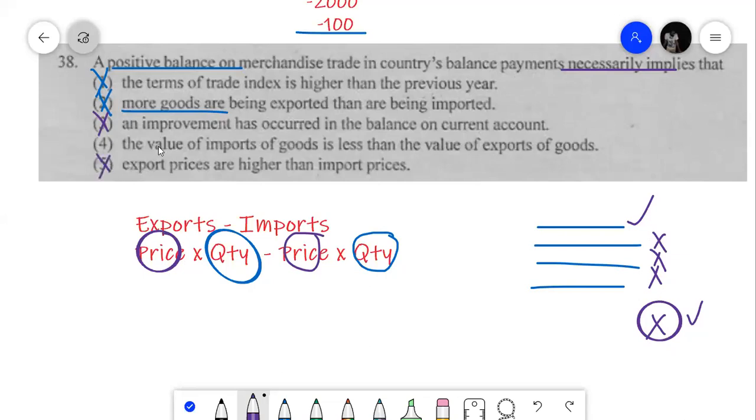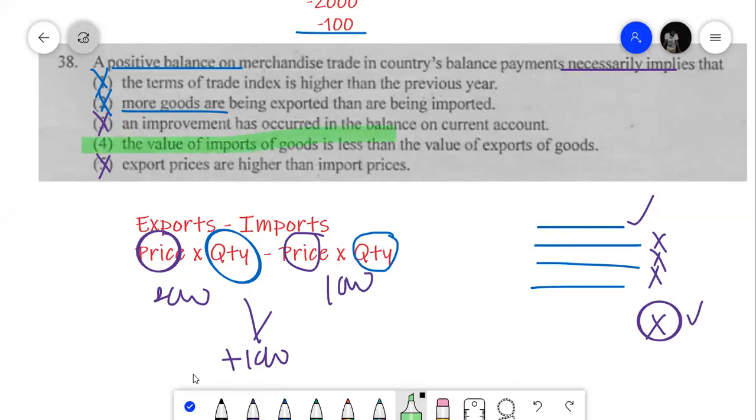So you have to comment not on the price alone, not on the quantity alone. You have to comment on both the price and quantity. Both the price and quantity means the value of the good, right? So the value of the imports is less than the value of exports. Maybe the import value, price multiplied by quantity, let's say, is only 1,000, but the export value, let's say, is 2,000. Then, yes, you have a positive trade account balance. So the value of imports is less than the value of exports. That's how you get that answer.